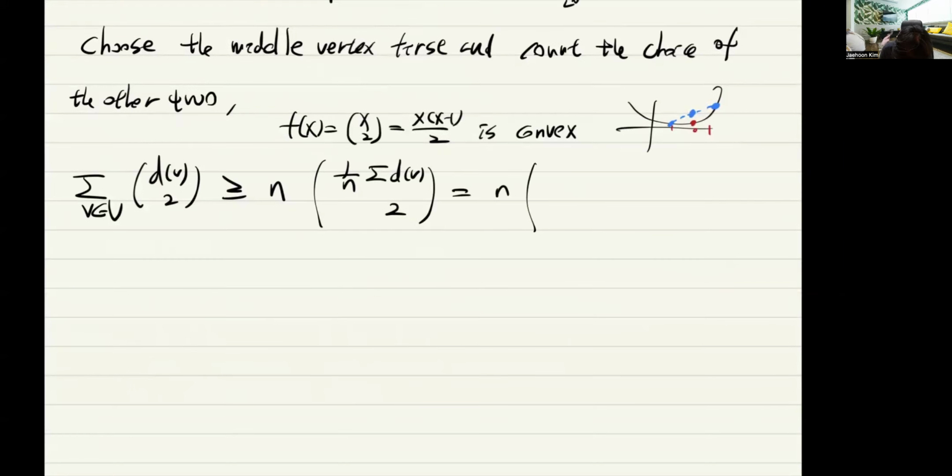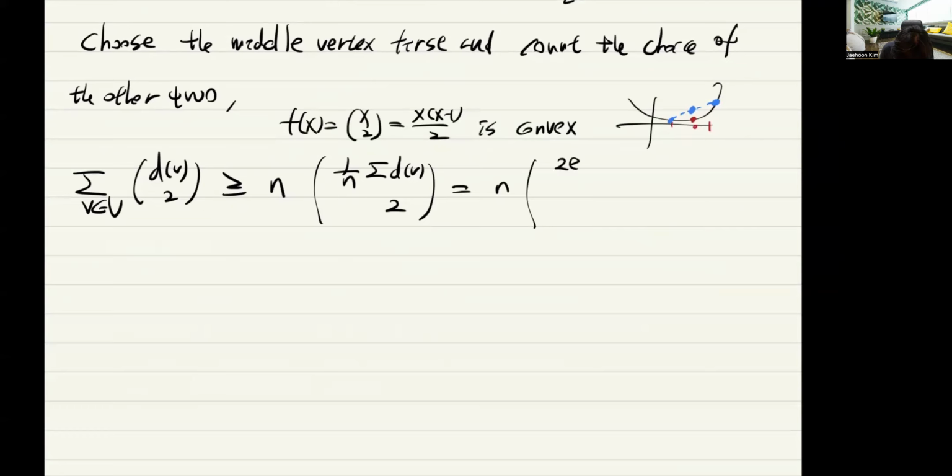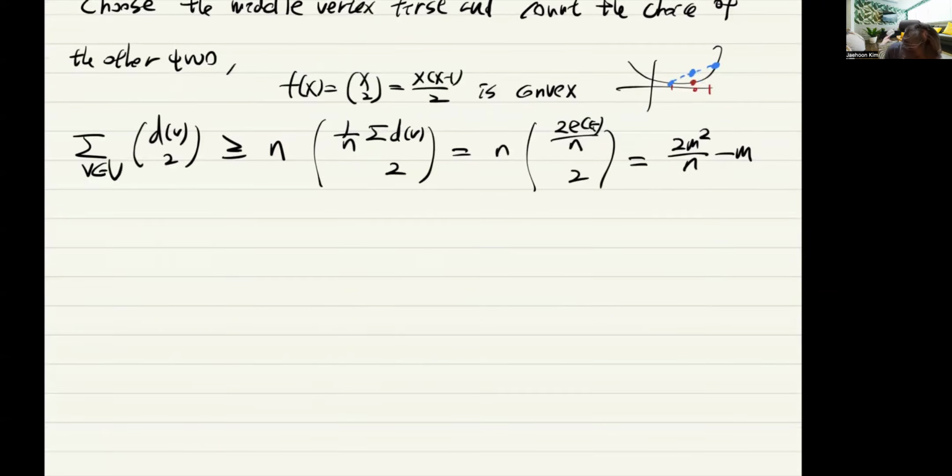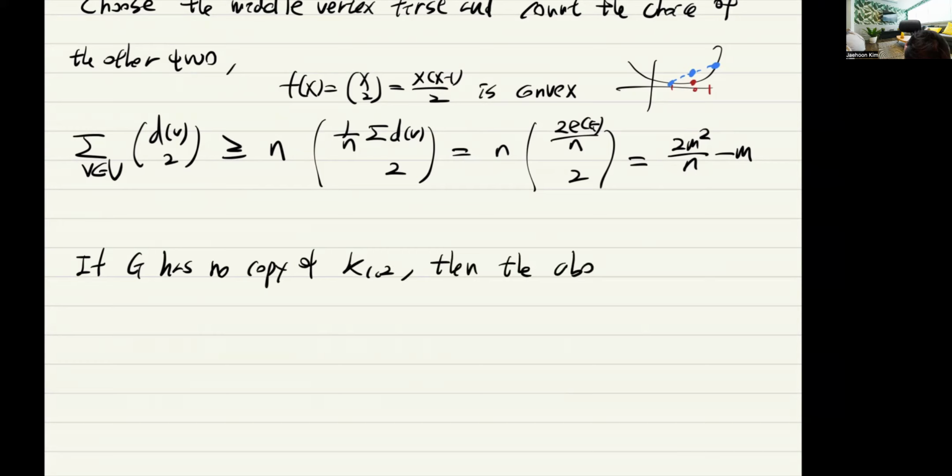Then this is what? The upper one is 2 times the number of edges over n, choose 2, and then you can check that this is the same as 2 m squared over n minus m. But what do you know? If this G has no copy of K_{2,2}, then the above number is at most n choose 2.